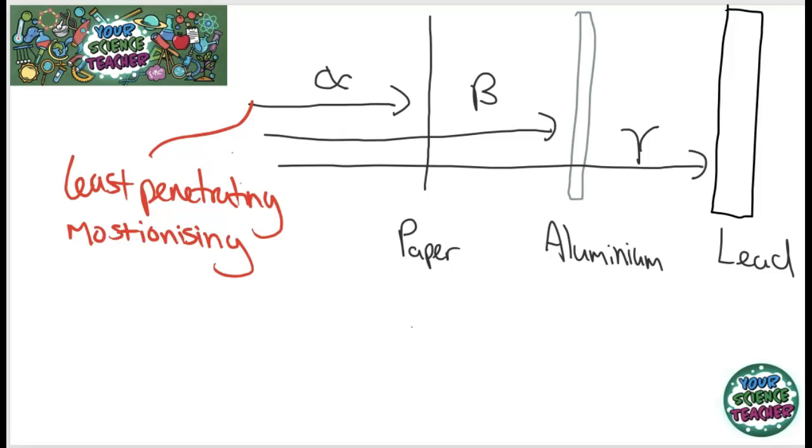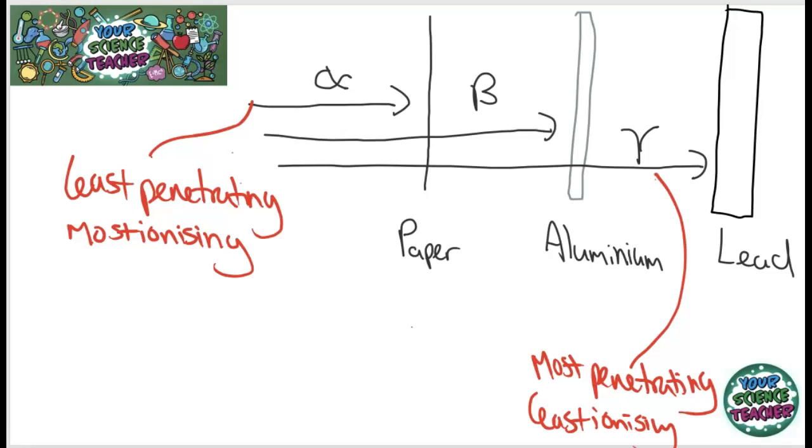Now, if we go all the way to gamma radiation, you can see beta's kind of medium penetrating power and medium ionizing amount. If we look at gamma though, gamma is the most penetrating out of the radioactive sources, and it is also the least ionizing.